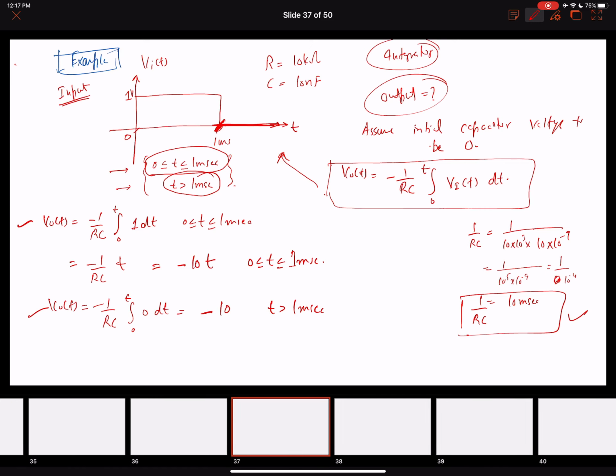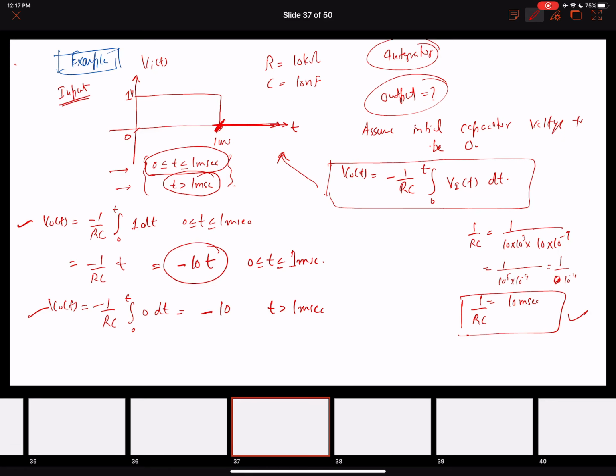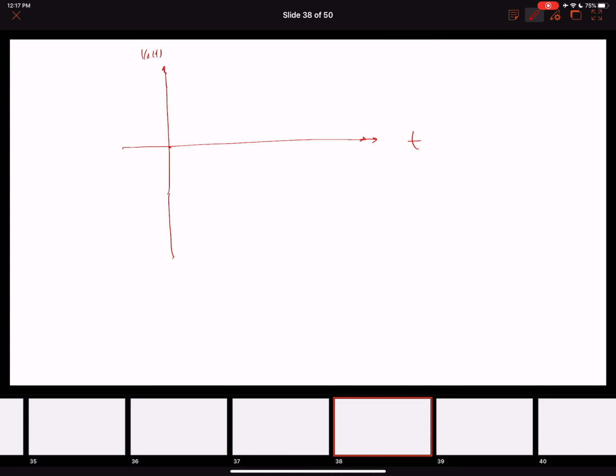Our output signature is going to be, so this is V naught of t, and this is t. Since you can see that this is minus 10 t between 0 and 1, I can mark 1 millisecond, and this is a constant minus 10. It's going to go all the way over here, and then it will become constant at minus 10. So this is the output of the integrator circuit.